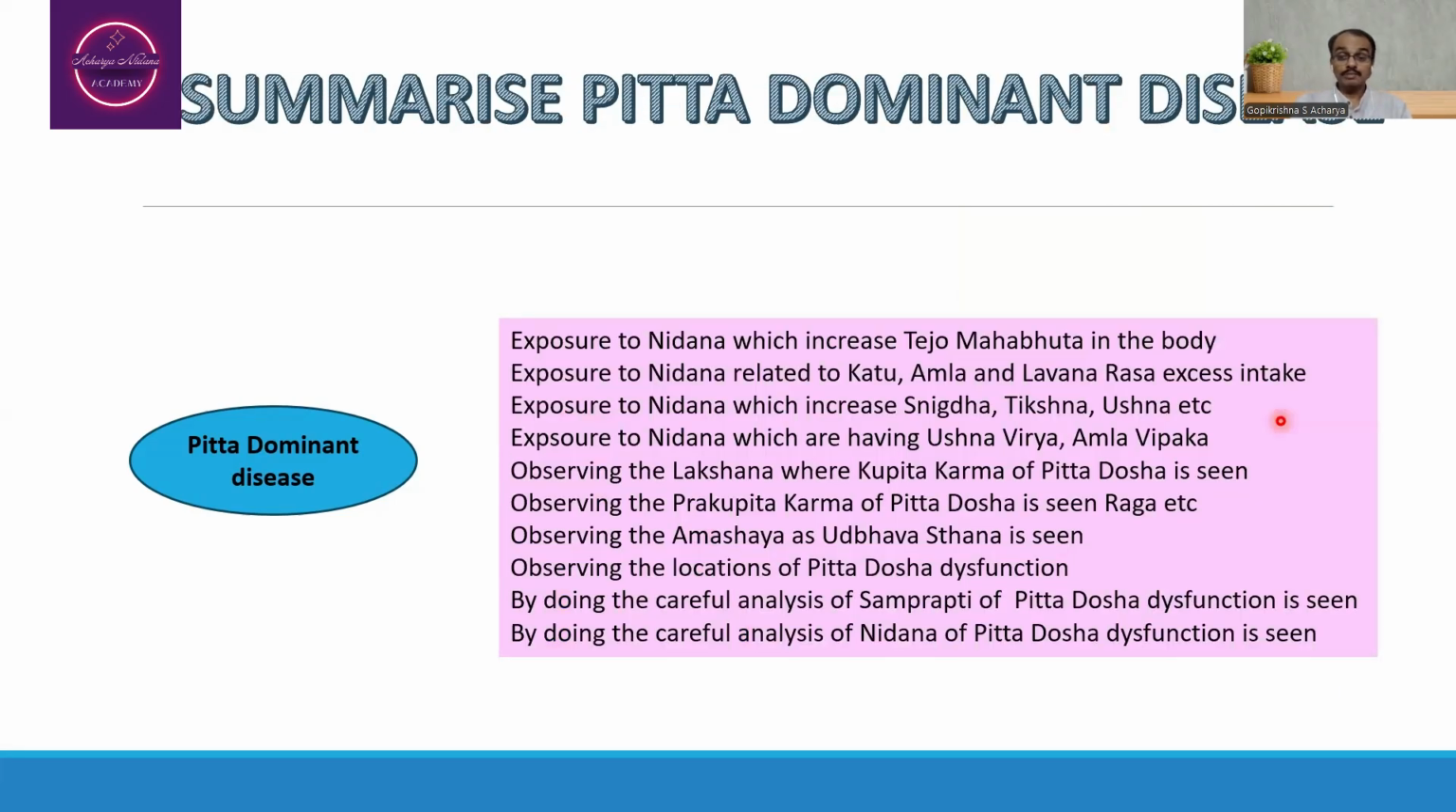To summarize, in Pitta dominant diseases, several factors are helpful in analyzing the pathogenesis. Among them, the Tejo Mahabhuta dominant substances are responsible for the abnormal increase of the Pitta dosha. Katu, Amla and Lavana rasa substances intake, and Amla Vipaka substances intake. As far as the Nidana are concerned, Snigdha, Tishna, Ushna, etc. Guna are responsible for the abnormal increase of the Pitta dosha.